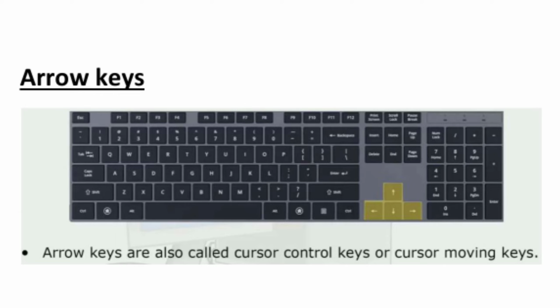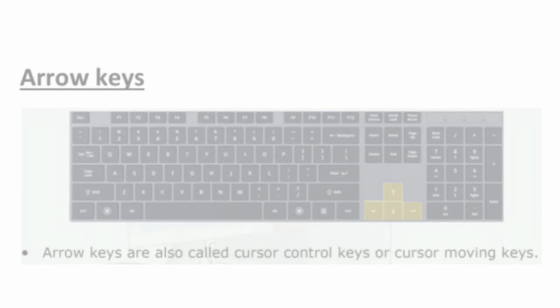Arrow keys are also called cursor control keys or cursor moving keys. Why? Because you can move on your screen up, down, left and right with the help of arrow keys. So these are the functions of arrow keys. If you want to move on your screen, then you must press the arrow keys as per your requirement.